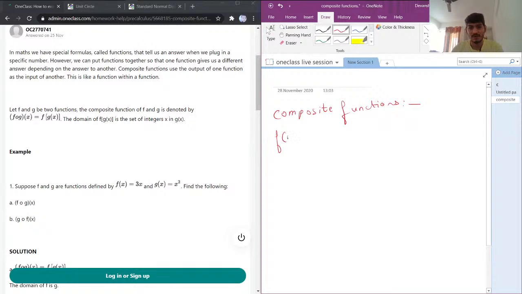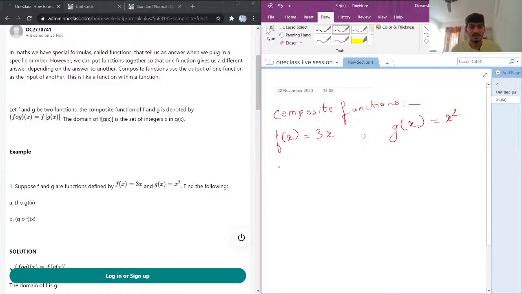Suppose we have a function, let's say f of x. We'll take the same example as it is written here. So suppose we take an example, let's say f of x equals 3x, and we have another example, g of x, which is x squared.